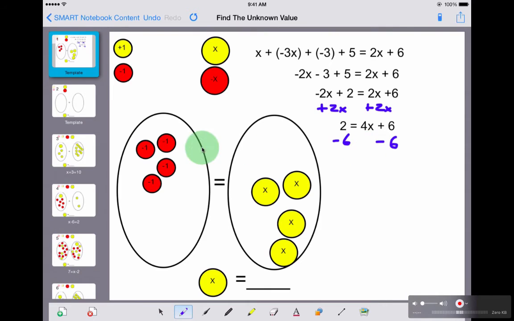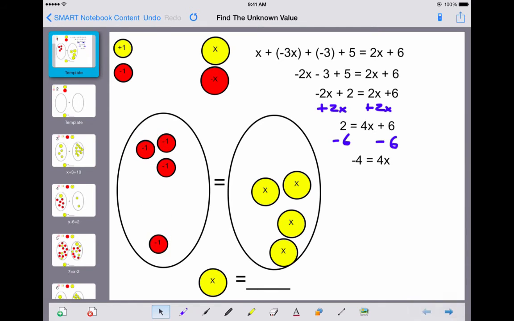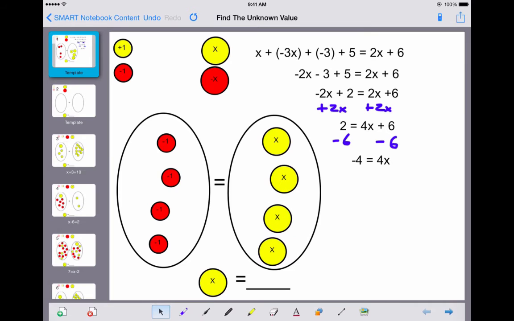And what we have now is a new equation, negative 4 equals 4 times x. All right, so we've got negative 4 equals 4 times x. And we're almost done. And I think you can see that if I have 1, 2, 3, 4 of these x counters and 1, 2, 3, 4 of these negative 1 counters, I'm thinking that each one of these x counters probably has a value of negative 1.